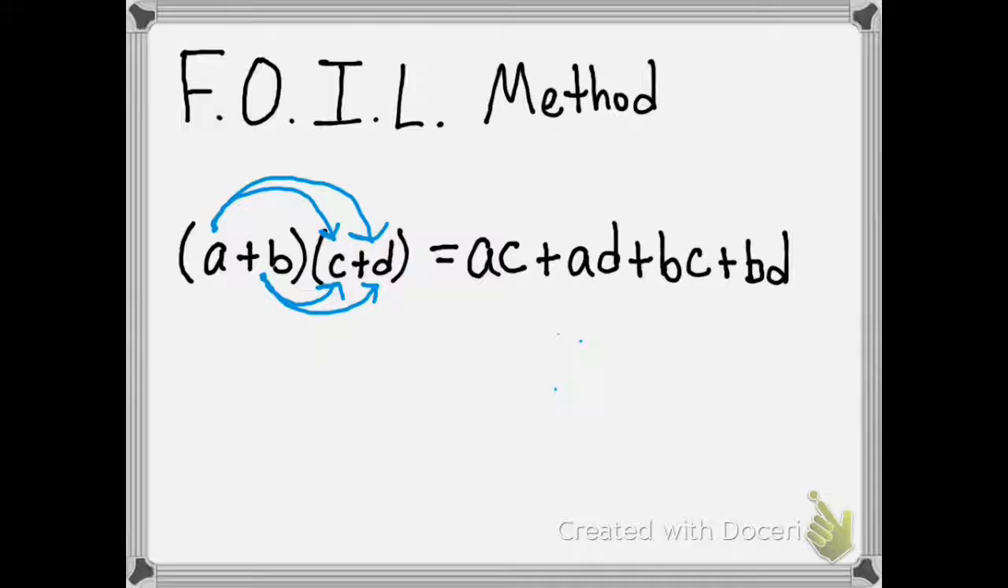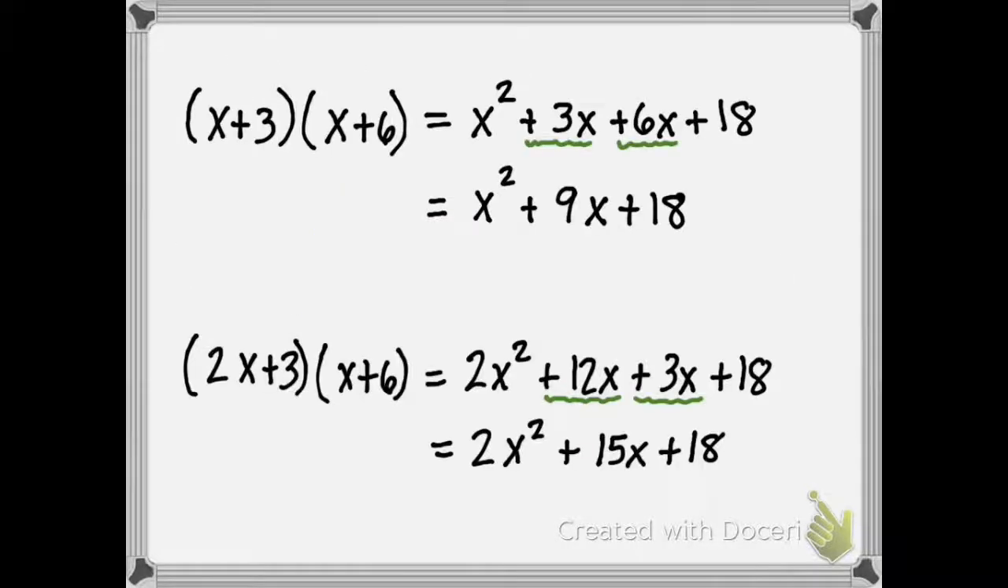And I want to look at two specific examples where we're just multiplying two binomials together, and this is going to help us to understand the difference between when the leading coefficient of our trinomial is 1 and when it is not. So again, I've already got this worked out here. So in this first one, x plus 3 times x plus 6.